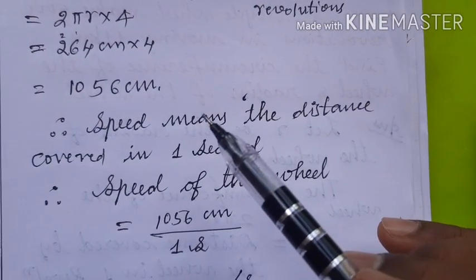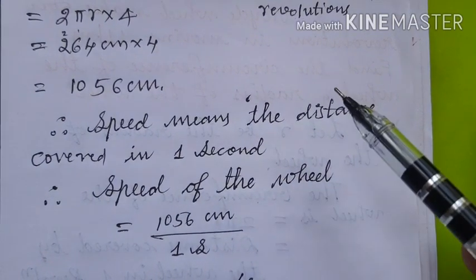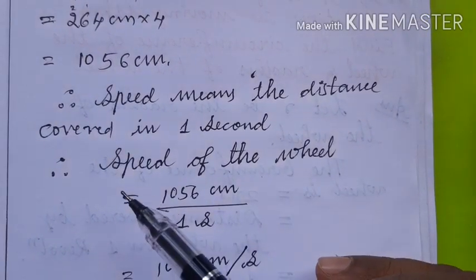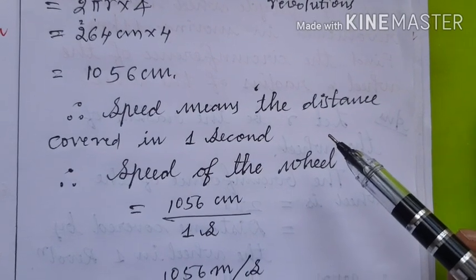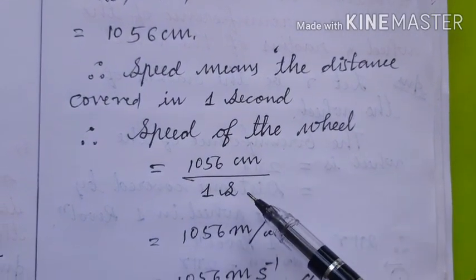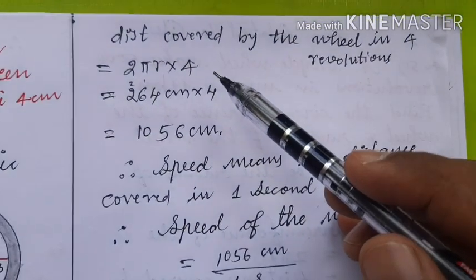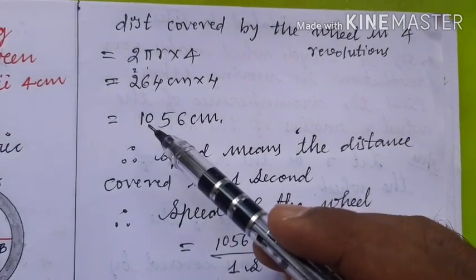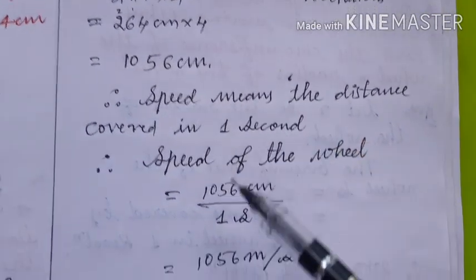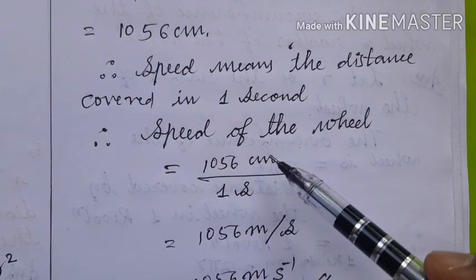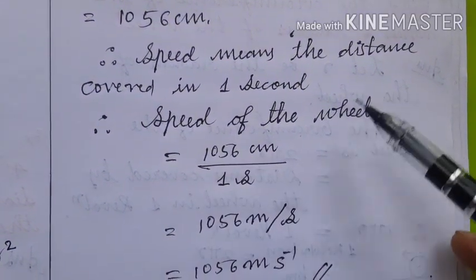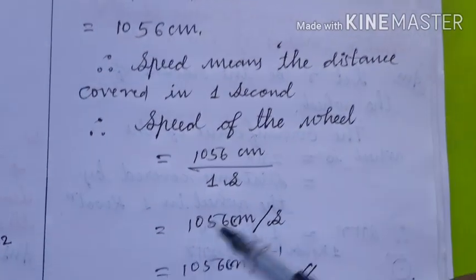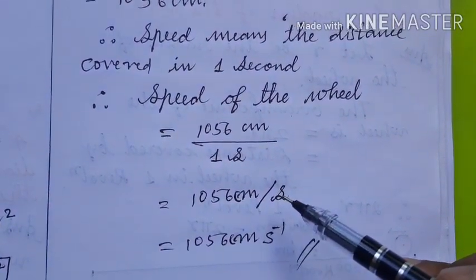Now let us understand the meaning of speed. Speed means the distance covered in 1 second. The distance covered in 1 second is called speed. Therefore, speed of the wheel is equal to what? 1056 centimeter in 1 second, because the wheel makes 4 revolutions in 1 second. Therefore, in 1 second the distance travelled by the wheel is 1056 centimeter. So speed of the wheel is equal to 1056 centimeter per second, right?